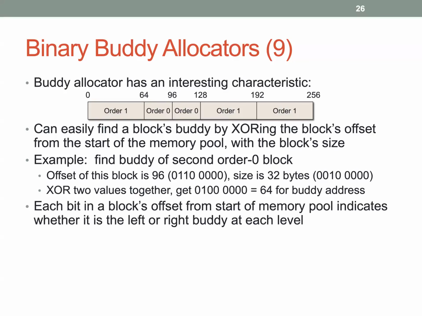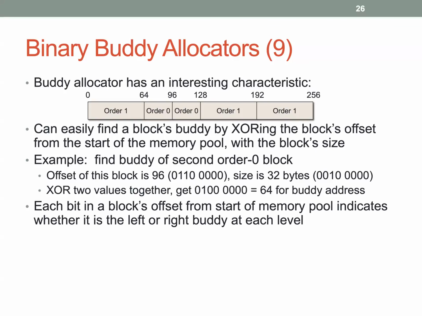You can also look at these bits in the offsets from the start, and if the bit is 0, it means it's the left child or the left buddy, and if the bit is 1, it's the right buddy. So you can see that the bit pattern of the offset gives you the path down to a particular block. So it's interesting that you have these characteristics of the offsets within the buddy memory pool, which is what allows you to find these buddies efficiently.